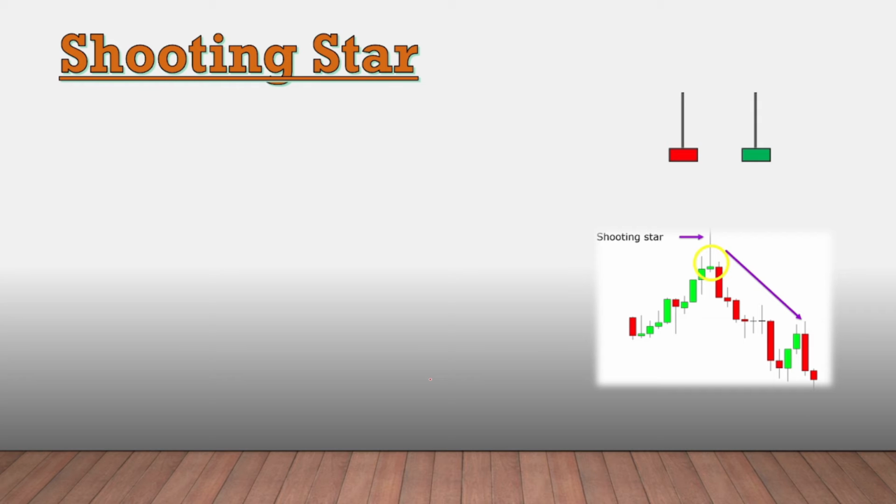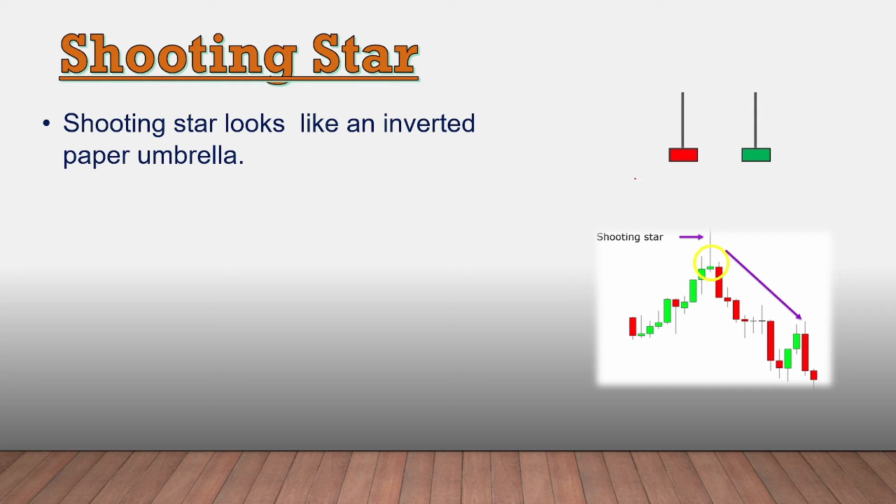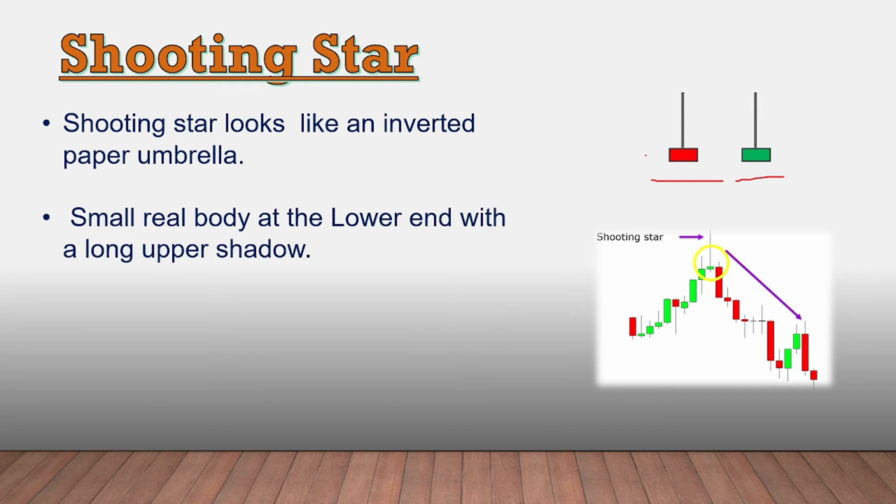Now let us try to analyze a shooting star. Friends, if we look at the structure of a shooting star, it looks like an inverted paper umbrella, correct? Because it has a small real body. A paper umbrella has its real body at the top end of the candle, whereas in a shooting star it is at the bottom end of the candle, correct? By the same rule as in the paper umbrella, it also has a small real body at the lower end with a long upper shadow.